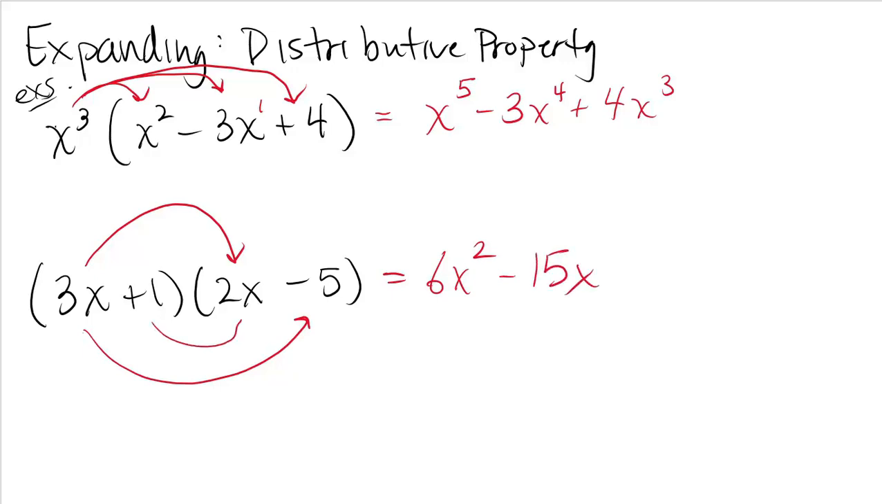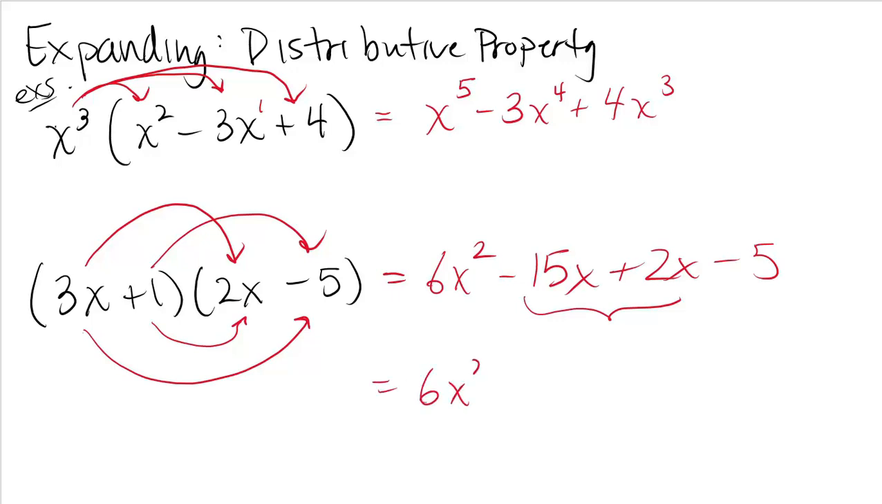Then we do the inner terms. 1 times 2x is 2x. And then we do the last terms. 1 times negative 5 is negative 5. Now that we've completed the distributive step, you can see we've got some like terms in the middle. We usually want to put those together. You do not change the exponent on the variable when you add and subtract. Negative 15x plus 2x is negative 13x minus 5. And so we get our final expanded version, 6x squared minus 13x minus 5.